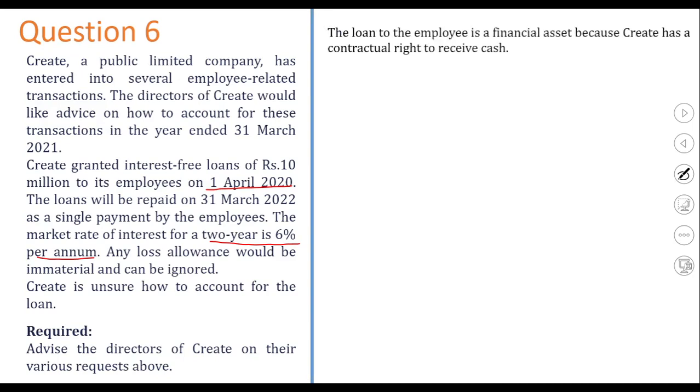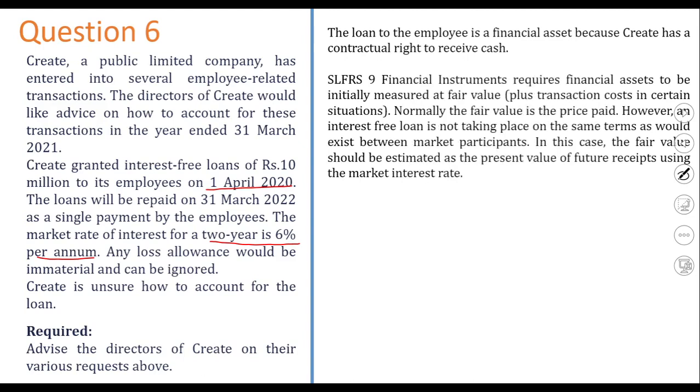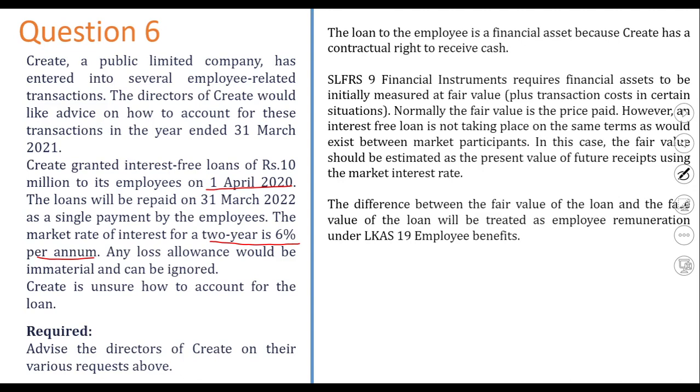The loan to the employee is a financial asset because it creates a contractual right to receive cash. They will receive this money after 2 years, so it will be at amortized cost. SLFRS 9 Financial Instruments requires financial assets to be initially measured at fair value. Normally the fair value is the price paid. However, an interest-free loan is not taking place on the same terms as would exist between market participants. In this case, the fair value should be estimated using the present value of the cash flows. The difference between the fair value of the loan and the face value of the loan will be treated as employee benefit under LKAS 19.